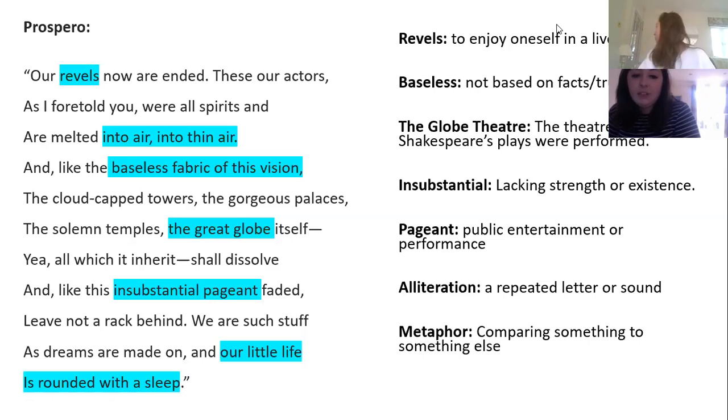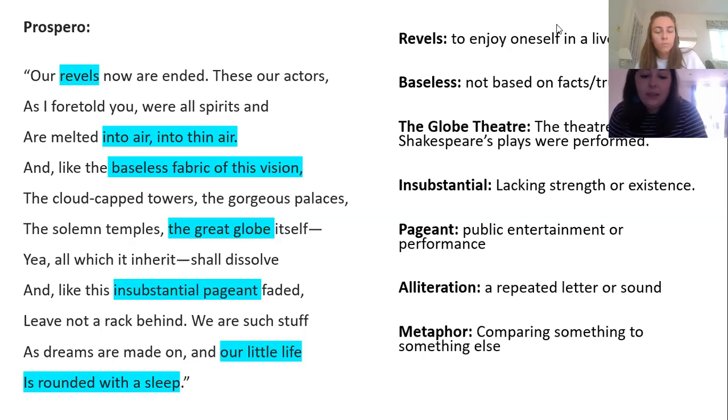And then he even mentions the Great Globe, so he could be mentioning literally the globe, like the world, but it could also be a reference to Shakespeare's theatre. So that just adds to it being quite self-aware that he's in a play. Breaking the fourth wall, is that it? They know that they're in a performance. And he also calls it an insubstantial pageant. So insubstantial is like lacking strength, and it was a performance. It was all a show.